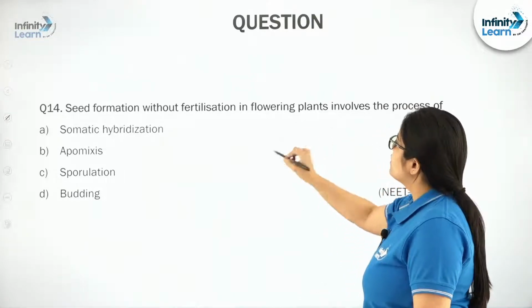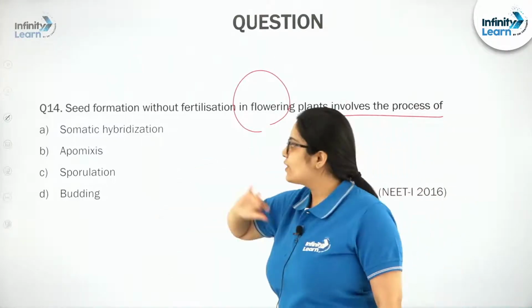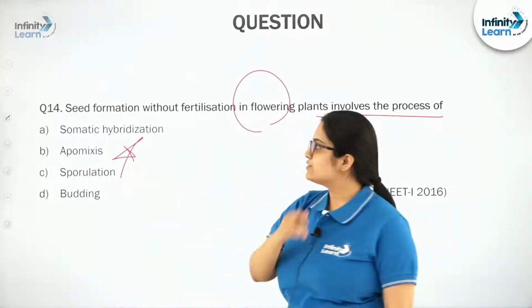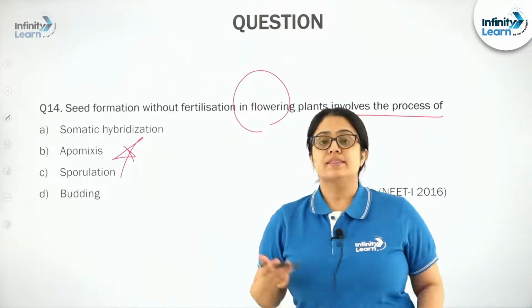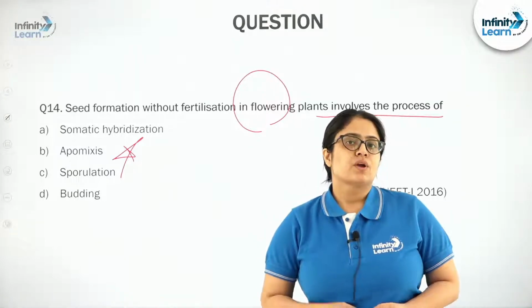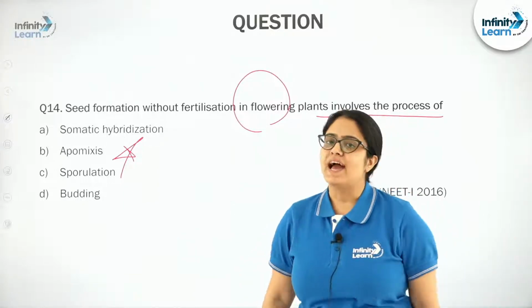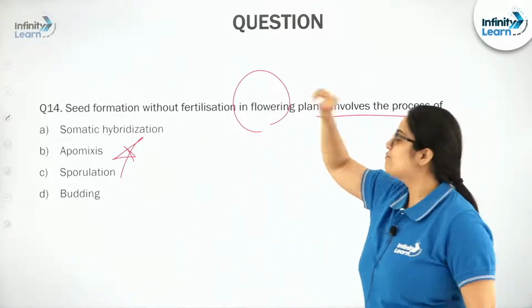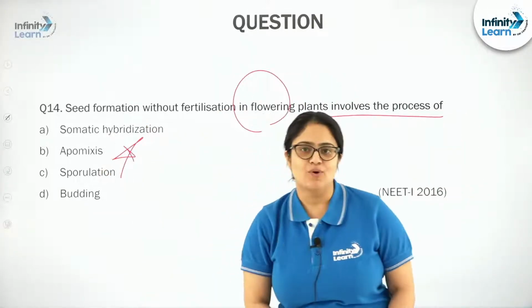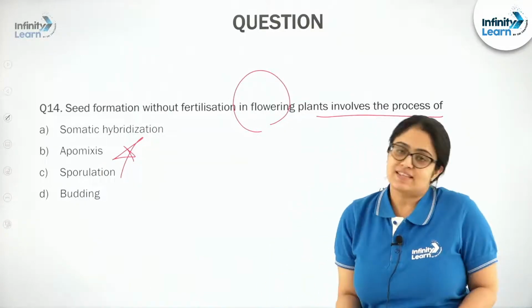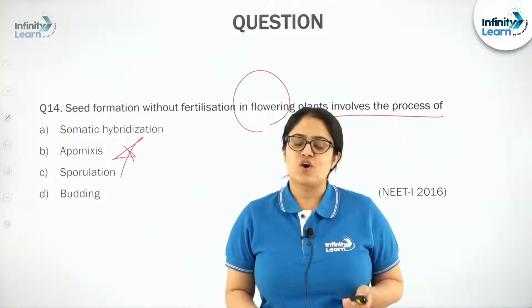Seed formation without fertilization in flowering plants involves the process of. So, it is apomixis. See students, very important, in some species or plants of the Asteraceae family and in grasses, there are certain plants in which seeds are produced without fertilization, without fusion of male and female gamete. Such a phenomenon of producing seed without fertilization in flowering plants is termed apomixis, and the reverse is amphimixis that we have been studying in the entire chapter of sexual reproduction in flowering plants. So, that is all from today's class, students.